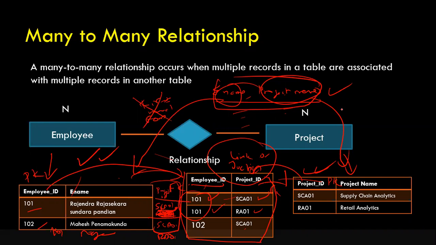When it comes to many-to-many relationship, in the interview they ask you, what is many-to-many relationship? Many-to-many relationship occurs when multiple records in a table are associated with multiple records. You can give the same example. For example, an employee can work on more than one project, and similarly, in a single project, more than one employee can work on it. This is an example of many-to-many relationship. In this kind of situation, we need to have a link table or junction table. With the help of the junction table only, we can implement many-to-many relationship.